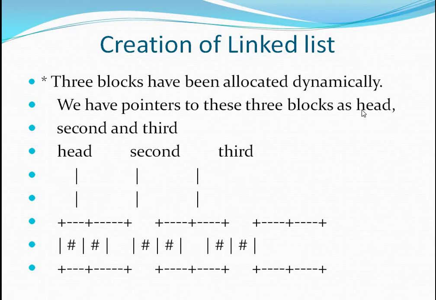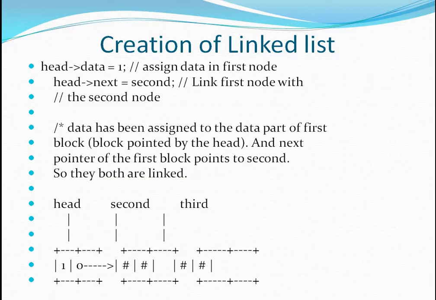So we have pointers to these 3 blocks, and we are going to call those pointers head, second and third. So a little bit of alignment problem is there. This is head, this is second and this is third. 3 nodes and space has been allocated in the memory. Now we are going to assign data to the first node, and link the first node to the second node.